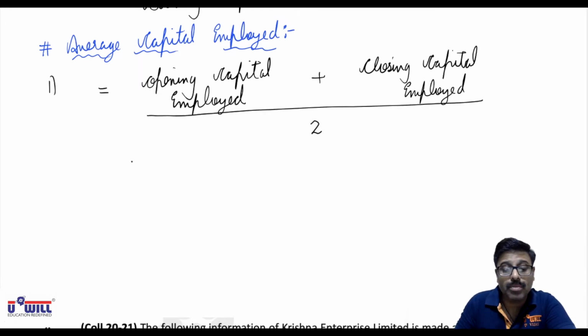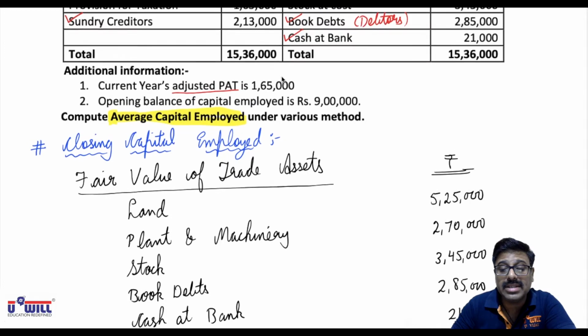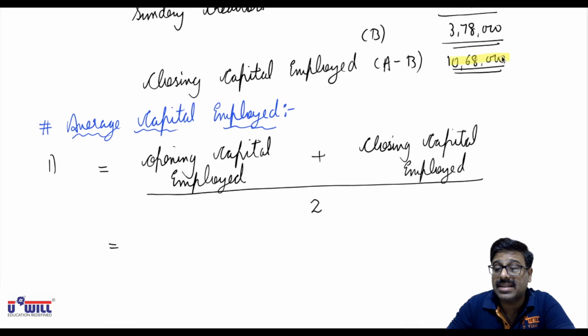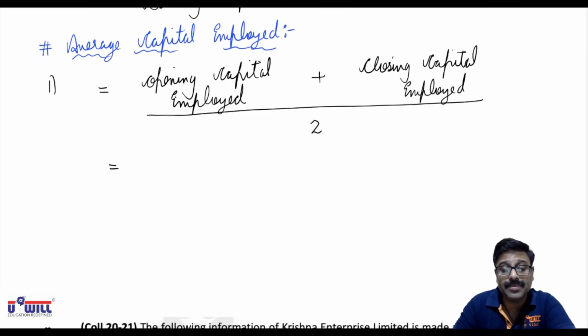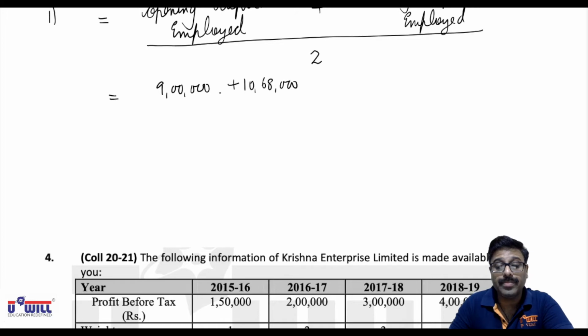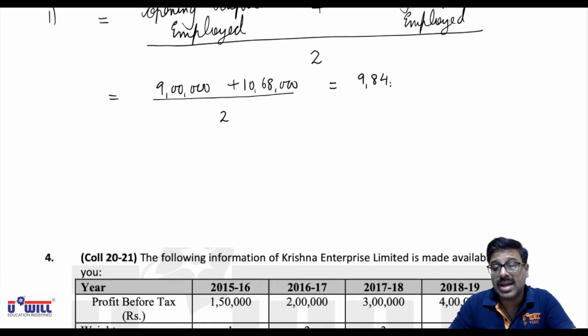Now what is opening capital employed? It is already given in the question. Opening capital employed is given, after adjustment, as 9 lakh rupees, and closing capital employed we obtained as 10,68,000. So 9 lakh plus 10,68,000 divided by 2. That is 19,68,000 divided by 2, that is 9,84,000. So average capital employed by the first method is 9,84,000.